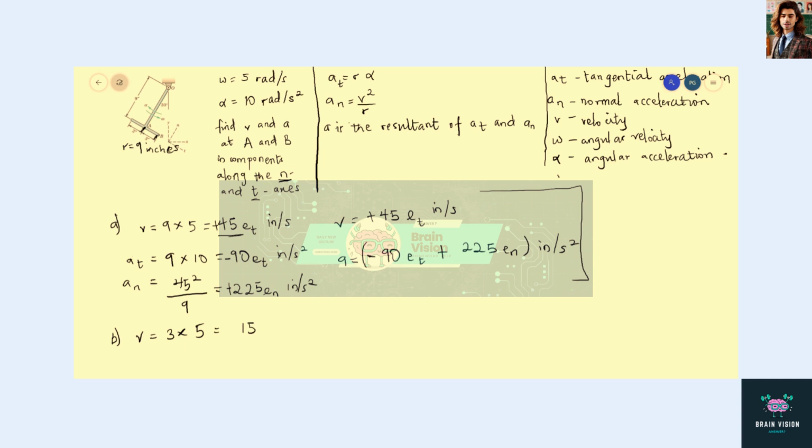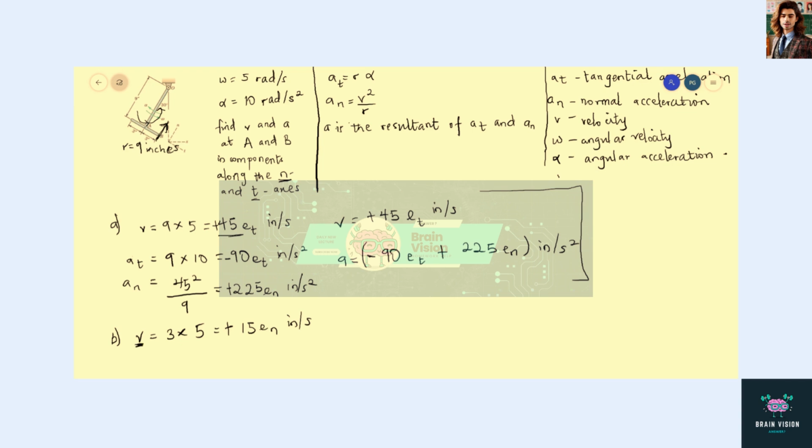And let's see the direction. Since the angular velocity is directed like this, if you complete this full circle, it's going counterclockwise. So at this point it's going to be tangential here, and so we're going to have it in the positive n direction: 15 en inches per second. And this is only taking B into account, so let's put a dash so we know that it's not the final answer.